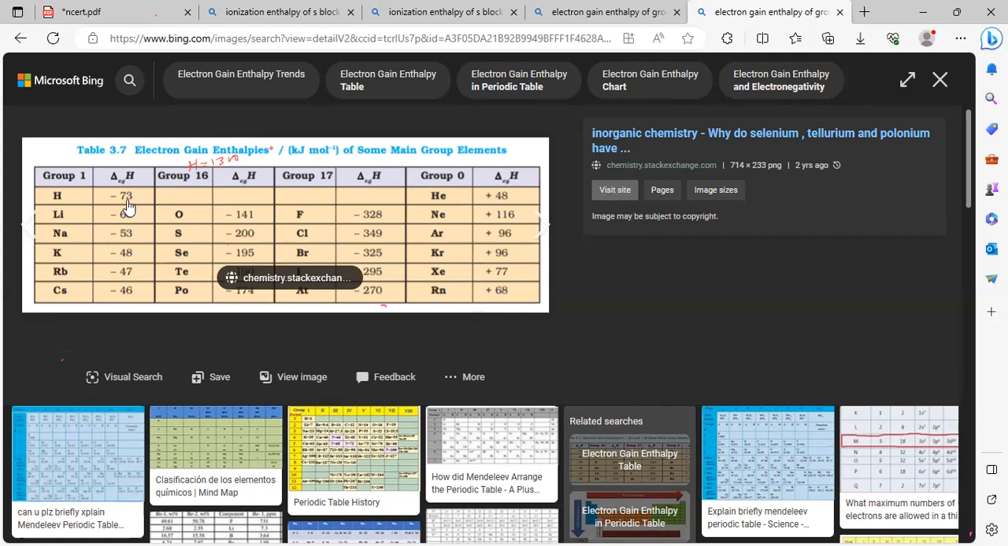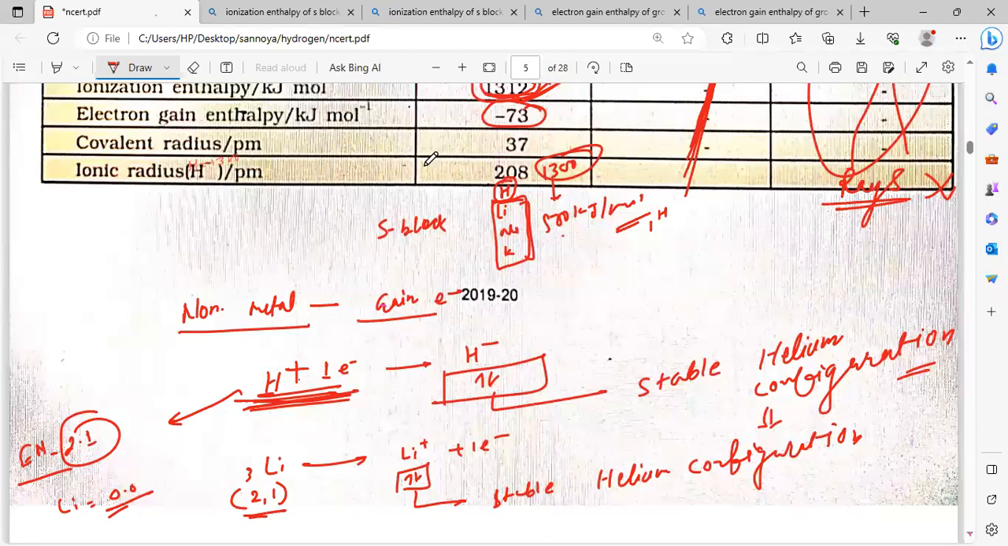So why is the electron gain enthalpy of hydrogen so negative, but lithium and other metals of the same s-block elements are less? What can be the reason? 76, and they are having less. The reason is that metals are electropositive. They do not have the tendency to accept electron, in spite of losing electron, right? Since they have the tendency to lose electron, they have a lesser electronegativity value compared to the hydrogen atom. That you need to memorize.